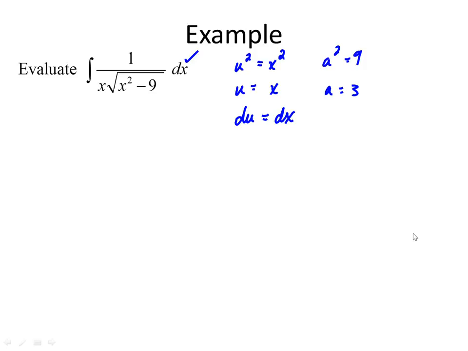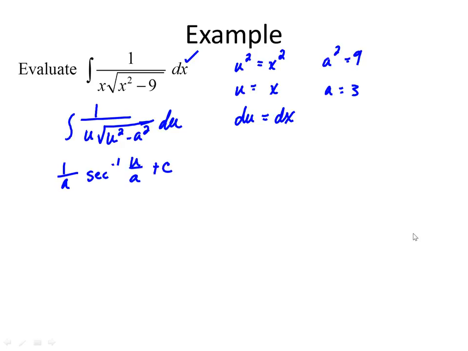So let's see if we can figure out the formula. So we're going to have 1 over x is u, and then the square root of u squared minus a squared du. And that is the third one, so that is your secant. So you're going to have 1 over a secant inverse of u over a plus c. And let's plug in. So we're going to have 1 over 3 secant inverse of u, which is x, over a, which is 3, plus c. And again, that's all you can do.